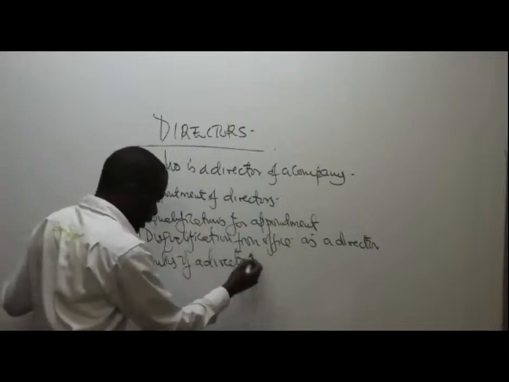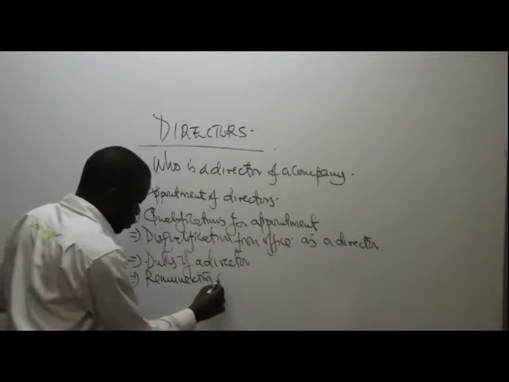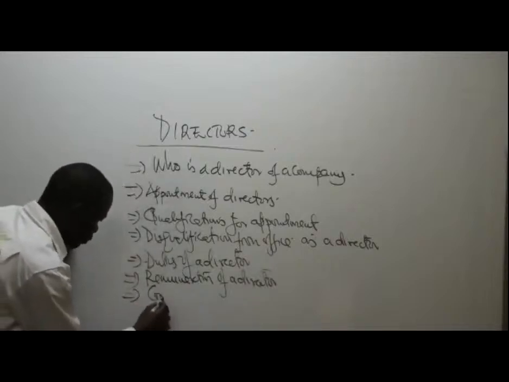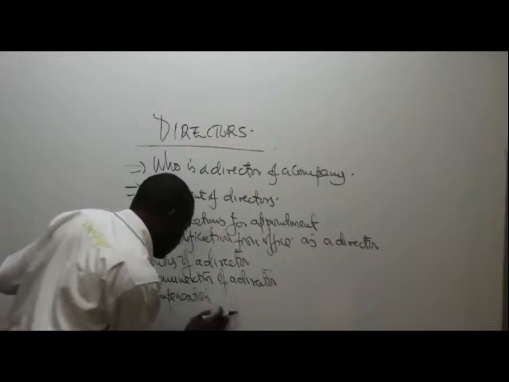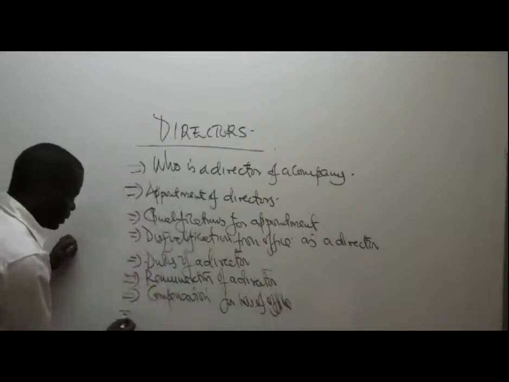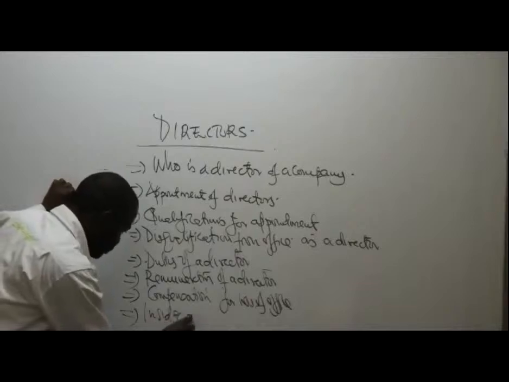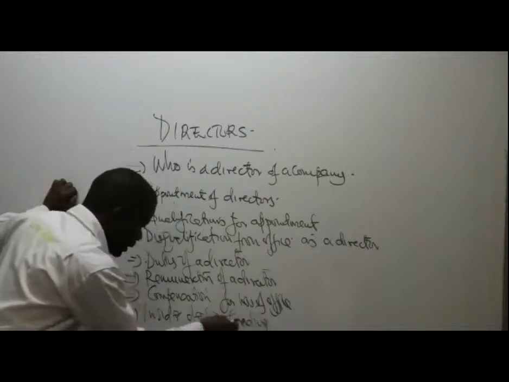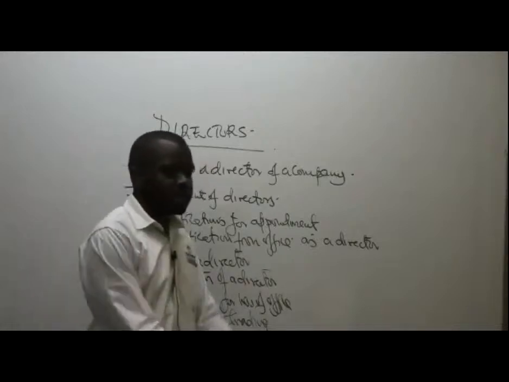The other key thing to know under this topic is remuneration of a director. Then there is what we call compensation for loss of office. What happens in case a director has lost office unfairly? Then the last thing we'll learn about is what we call insider dealing, or insider trading.